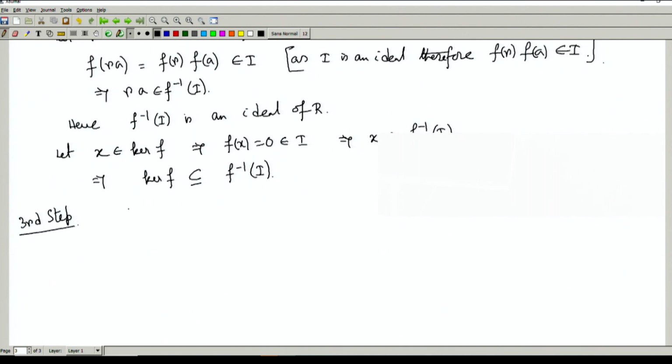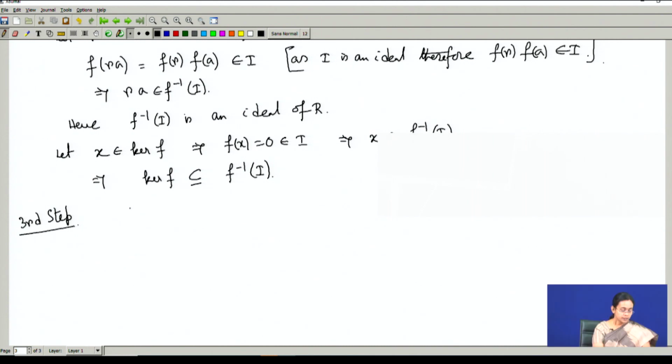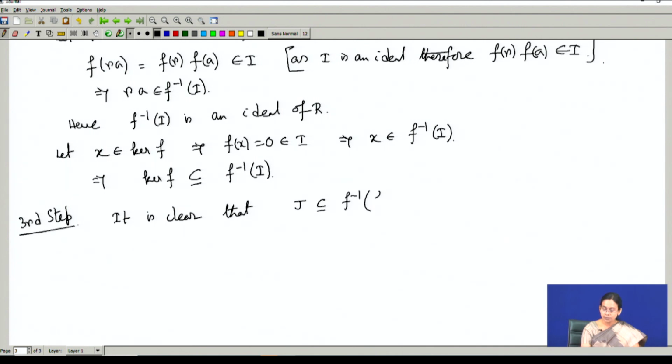Before proving, let us observe the following thing. It is clear that this containment, J is always sitting inside f inverse of f of J. This is quite obvious because of the structure of this one. Now, I will prove the reverse containment. So, I would like to show that f inverse of f of J is sitting inside J.